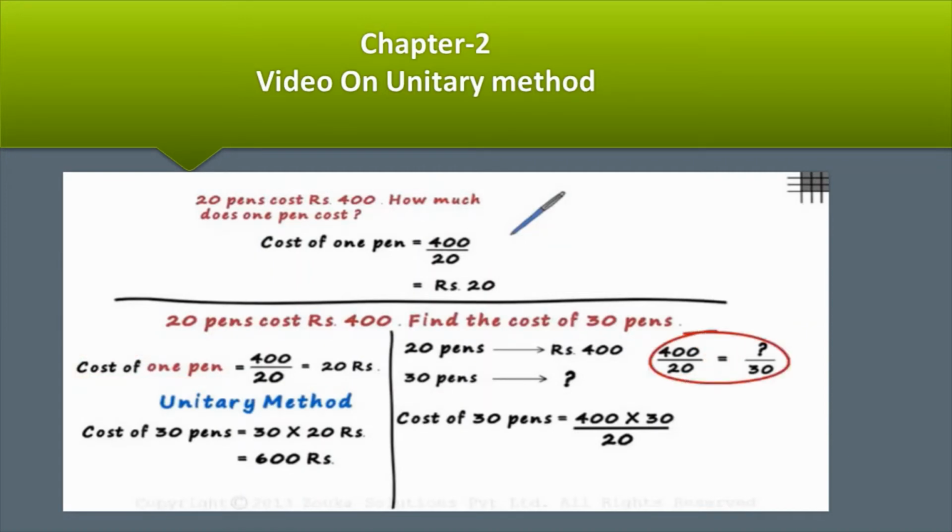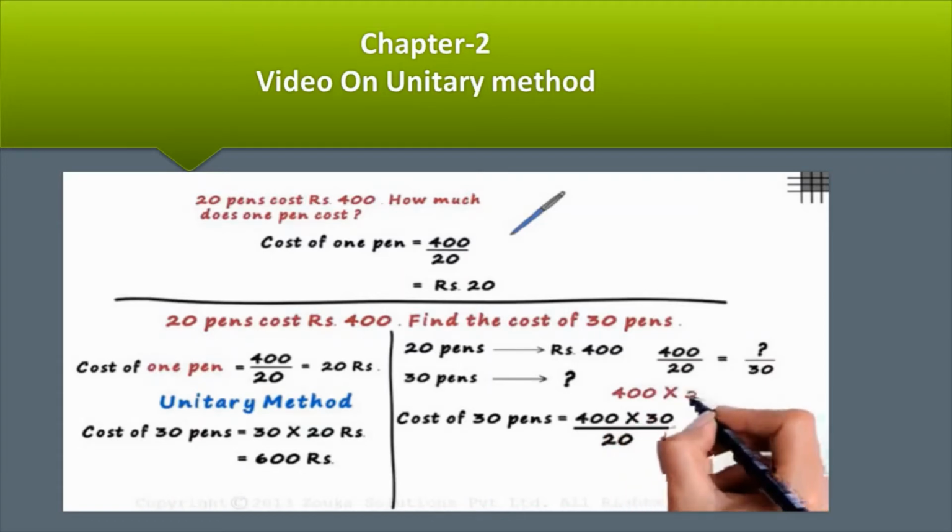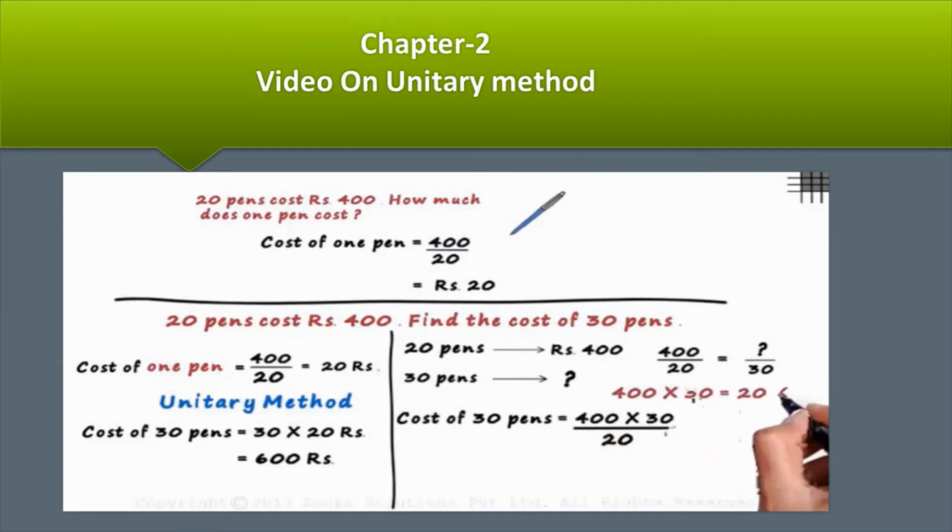As this is proportion, product of extremes should equal the product of means. So 400 multiplied by 30 should equal 20 multiplied by cost of 30 pens. And then we transpose 20 to the other side to get the cost of 30 pens. Anyway, this was just for your better understanding.